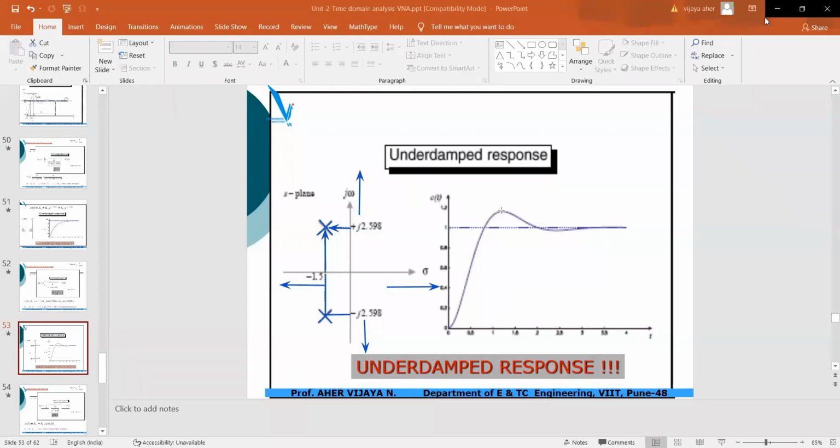Your system is oscillating, meaning that system is oscillating. Up to this point, it is transient response. After this point, it is steady state response. So this is how you can analyze your underdamped response. Got my point? Understood? Any doubt up to this? Any doubt, students?